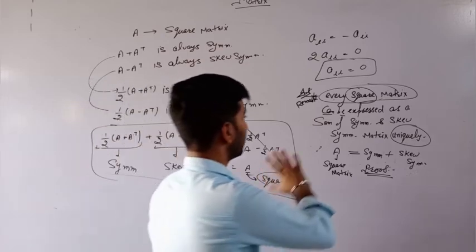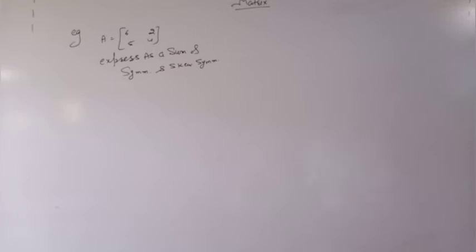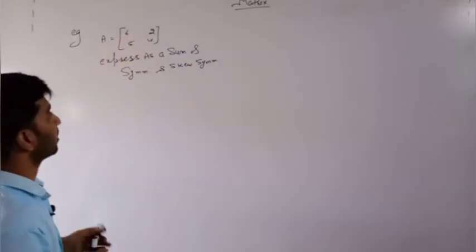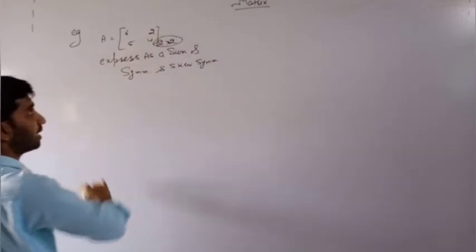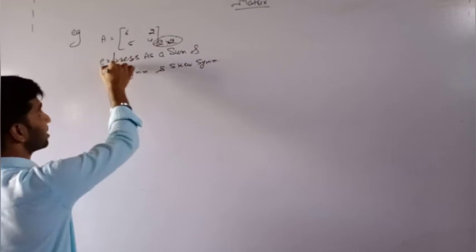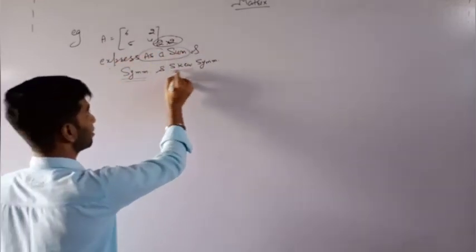Then we will discuss an example on the basis of this theorem. So students, now let's discuss the example. A is the matrix 6, 2, 5, 4. We can see that the order of A is 2 cross 2. It means that A is a square matrix. Express it as a sum of symmetric and skew symmetric matrix.